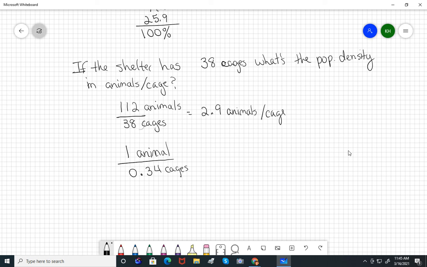Okay, I think this is a good place. I'm going to make a quiz over ratio and proportion. It'll be up sometime fairly soon.